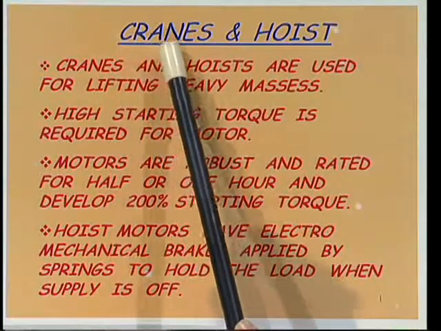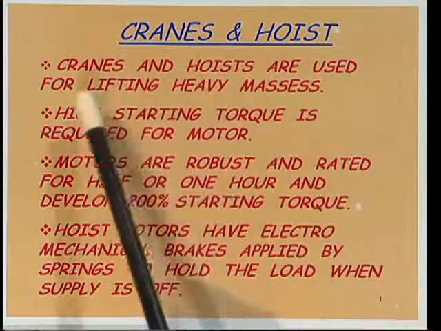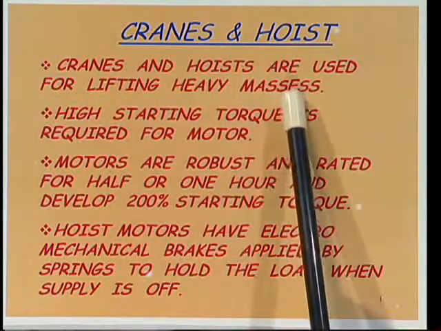Firstly, the crane and hoist. Cranes and hoists are used for lifting heavy masses, and they are used in almost every industry. The main function of the crane is to lift heavy masses from one place to another. Similarly, the hoist is used to raise masses using ropes and pulleys.